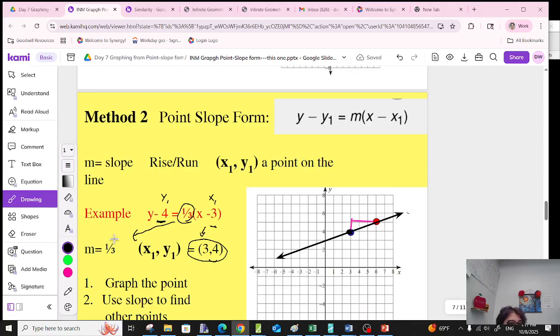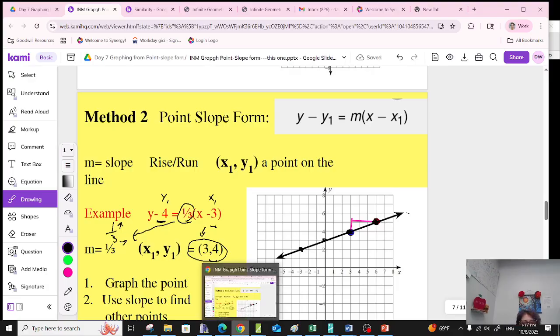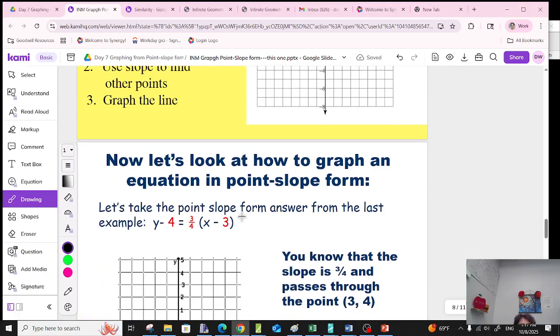Which means if it's a positive 1/3, it means I go up 1 over 3 from this point. So up 1 over 3. 1, 2, 3. And then you could draw your line. Right? And I could get other points, like I could go down 1 over 1, 2, 3, if I wanted to get the other side of the line. See how they all fit? Technically, you only need 2 points, but Miss Dawn likes more points for her lines.